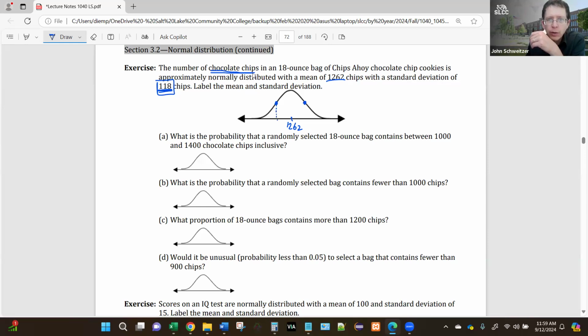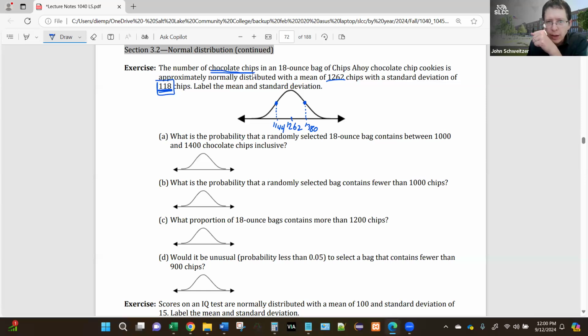So what we're going to do is practice with the inflection point. You can't practice enough with that. So I'm going to go 1262 plus 118. So that'll give me 1380. Then I'm going to go 1262 minus 118. That'll be 1144.